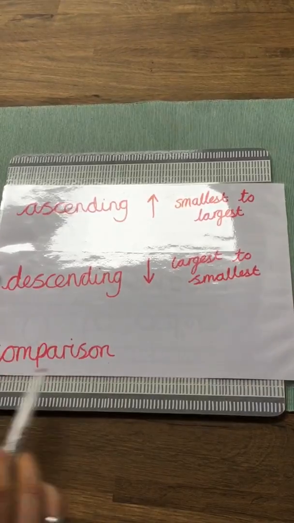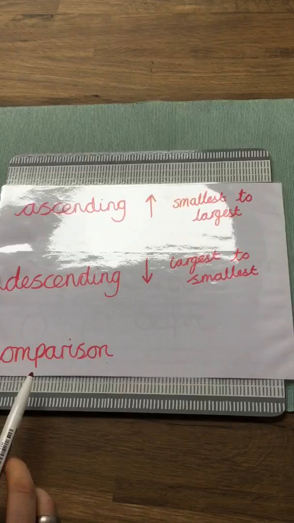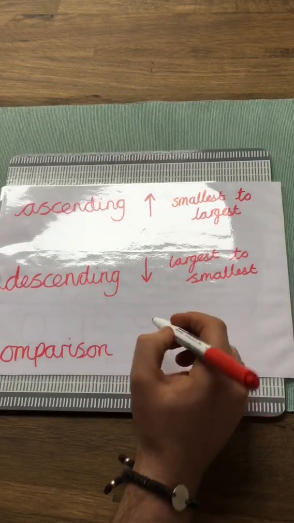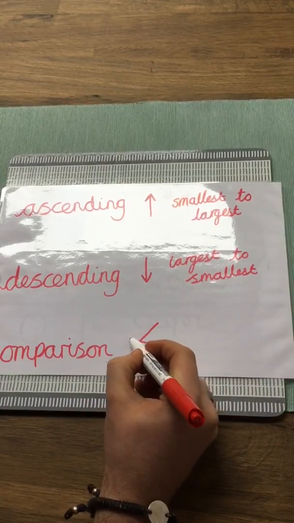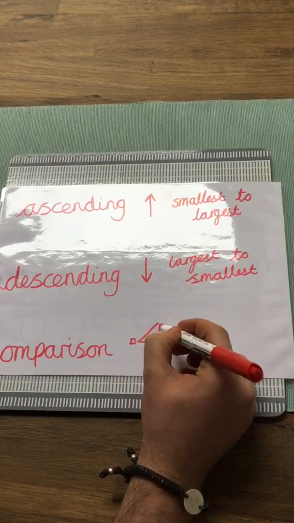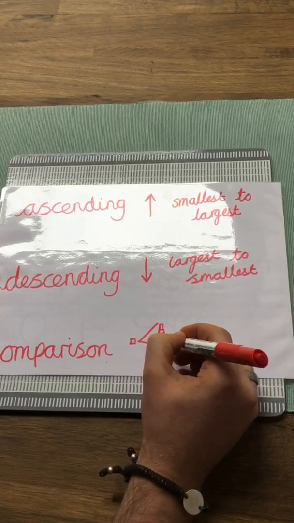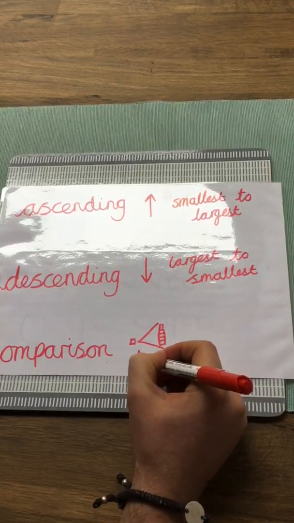And then our last piece of vocabulary is the word comparison. So when we're comparing numbers, we have to use three very special symbols. So we might have this one here. This is showing us that we've got one small part on the left, and then we've got the same shape this side, but we can fit more in. So therefore this is the less than symbol.